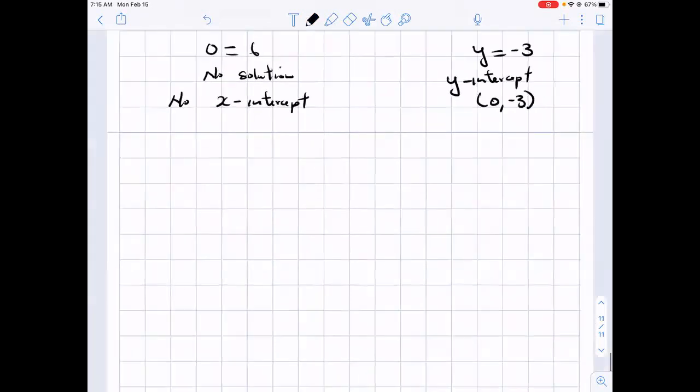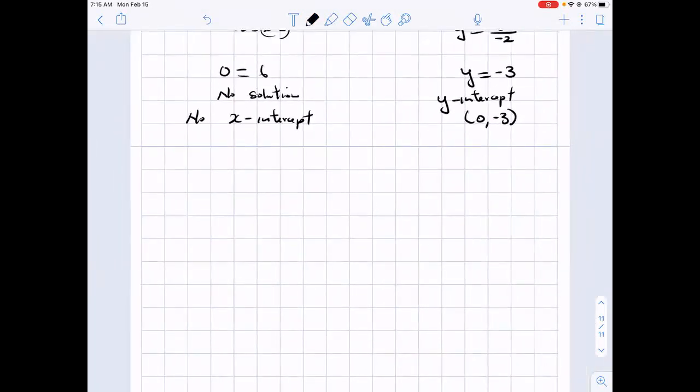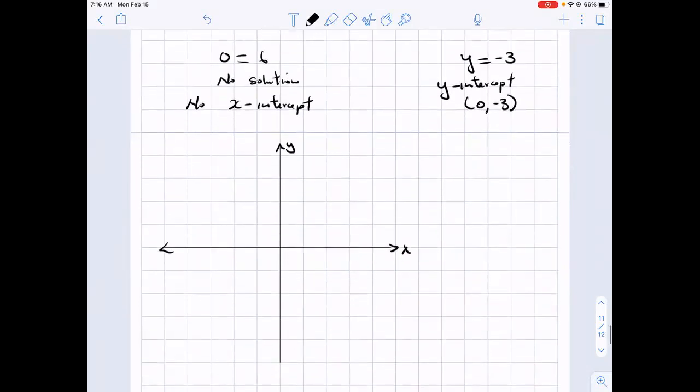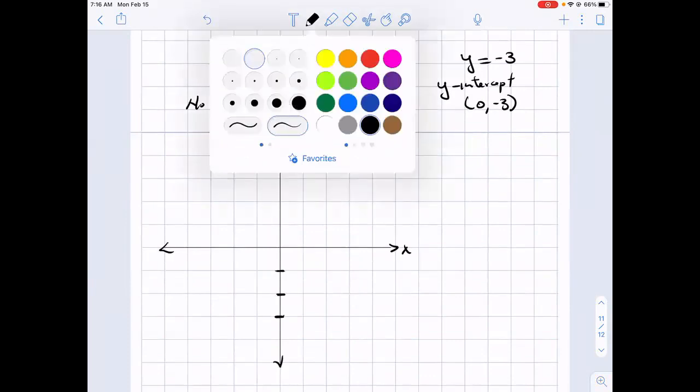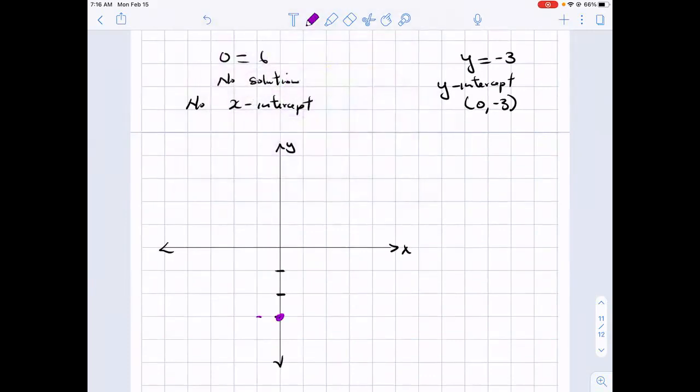So automatically, if you look at a graph here, there's a few things you know. If you look at the graph, and I will do it on the side here, we have seen already, y-axis, x-axis, that we do have a y-intercept of minus 3. We already have a y-intercept of minus 3. We do not have any x-intercept.